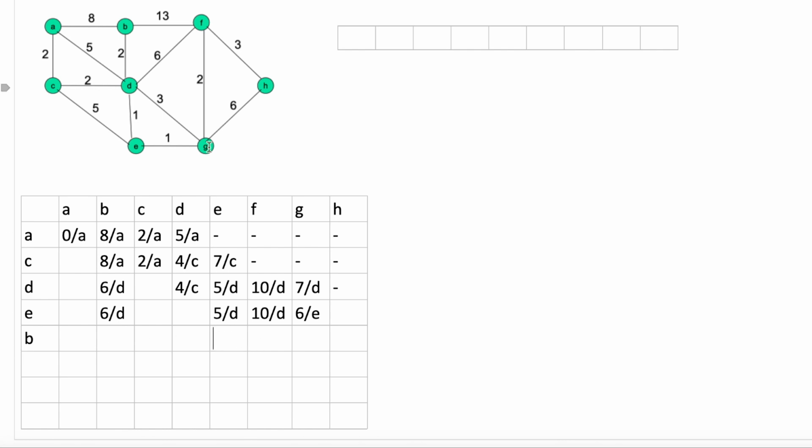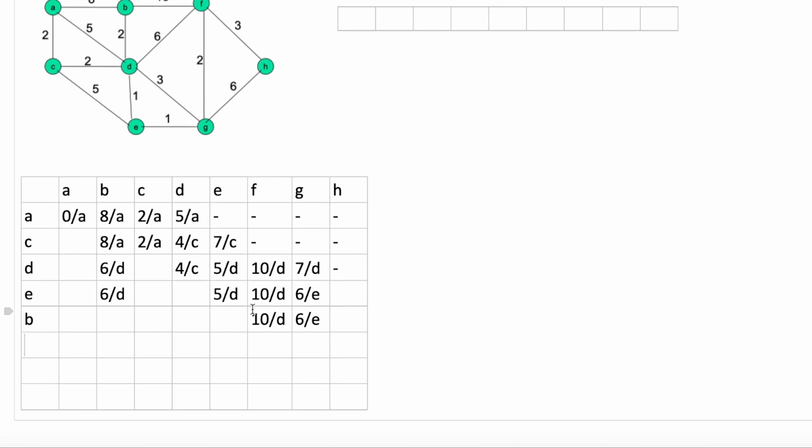B to F, it's 13 and B's weight is 6, so it's 19, and previous is 10, which is better, so we write it from previous row. And for G, B to G has no direct access here, so we continue to write the previous value 6/E. And now let us select the minimum among these, which is G.